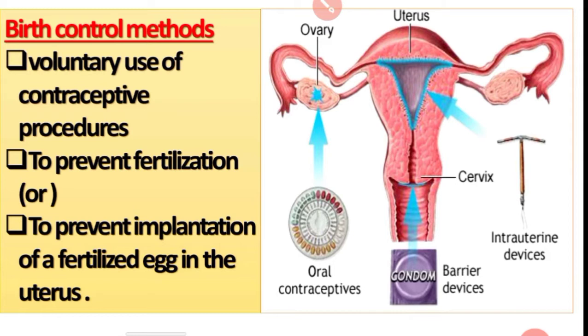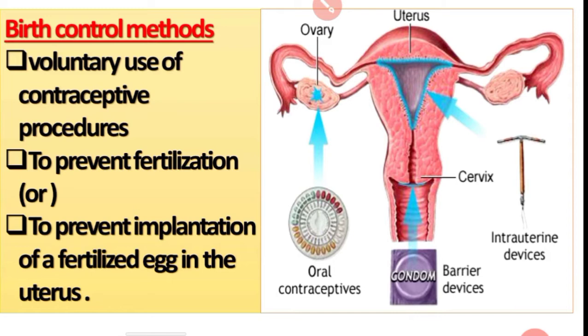They are the devices which prevent conception or pregnancy without interfering in the reproductive health of the individual in any way. Right? That is called a contraceptive. Contraceptives are devices used to prevent pregnancy. Birth control method is the voluntary use of contraceptive procedures to prevent pregnancy.